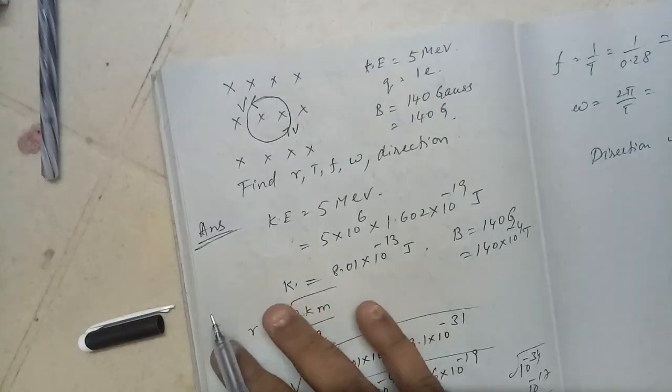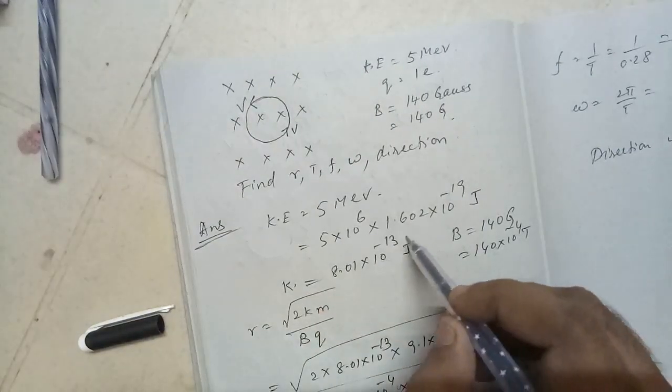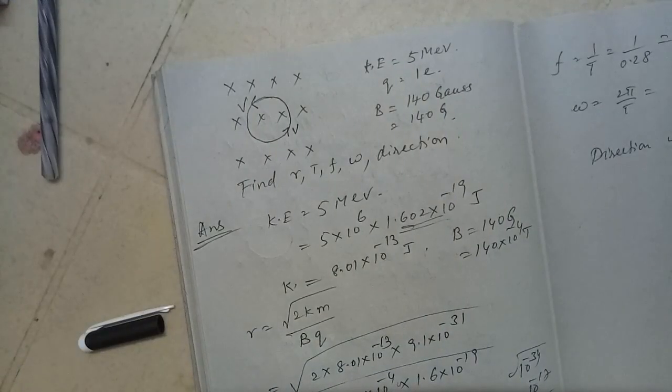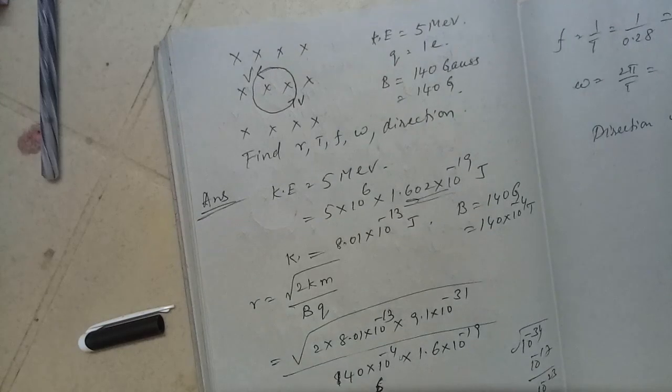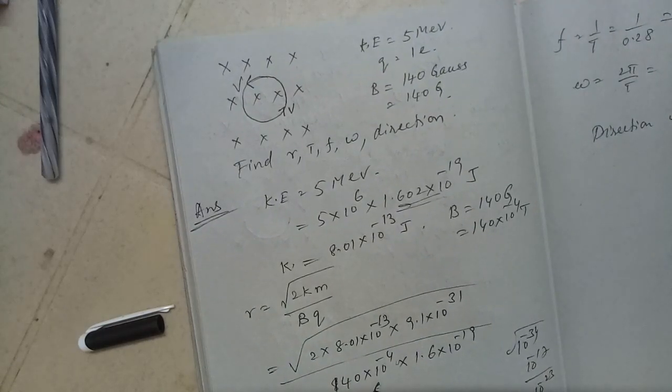The conversion factor is 1 electron volt is these many joules. So 5 into 10 power 6 into 1.6 into 10 power minus 19. You get kinetic energy as 8.01 into 10 power minus 13 joules.